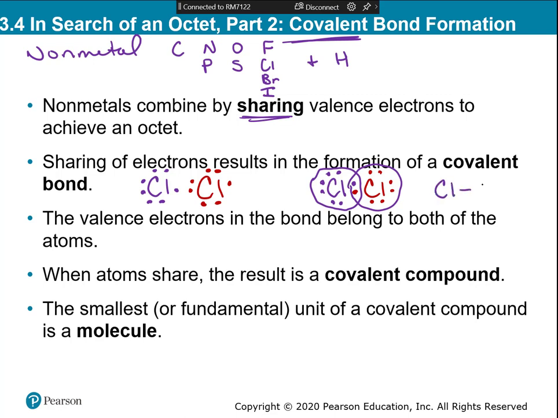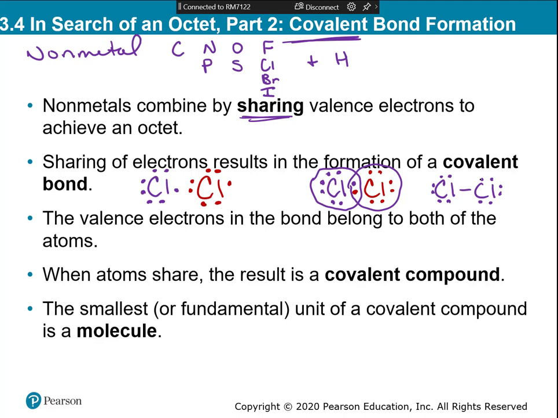You will see this drawn oftentimes with the dash. So just remember, the dash means it's a pair of electrons. 2 electrons is a dash. You should also include the electrons that belong exclusively to each chlorine. Those are those non-bonding electrons. They don't participate in the bond.